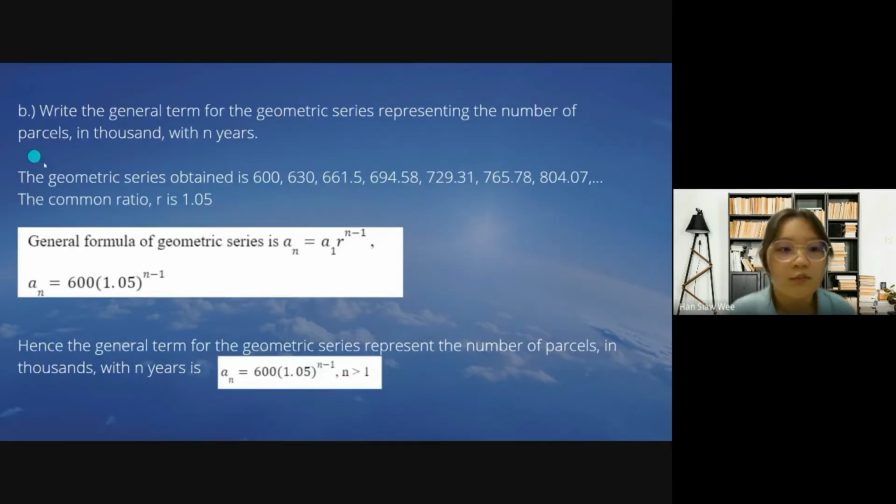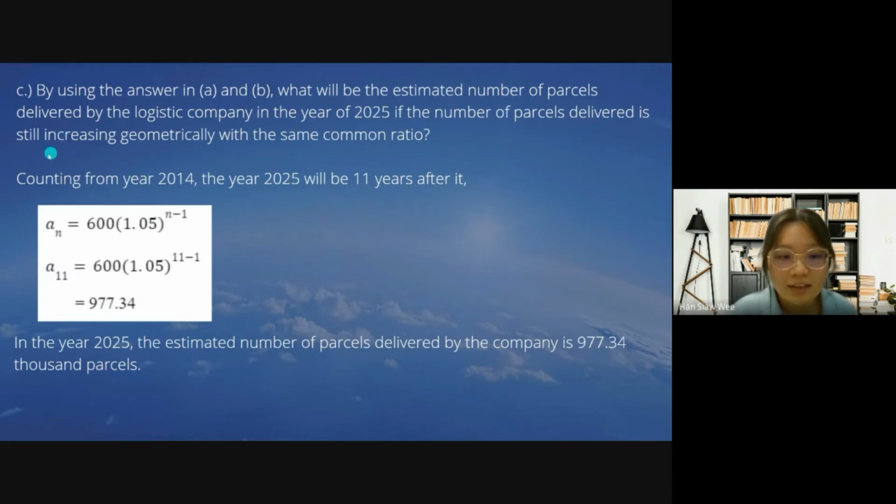Next, for question B, write the general term for the geometric series representing the number of parcels in thousands with n years. The geometric series obtained is 600, 630, and so on. And we know that the common ratio is 1.05. By substituting the common ratio into the general formula of the geometric series, we can obtain an equals 600 times 1.05 to the power of n minus 1, and n is larger than 1.